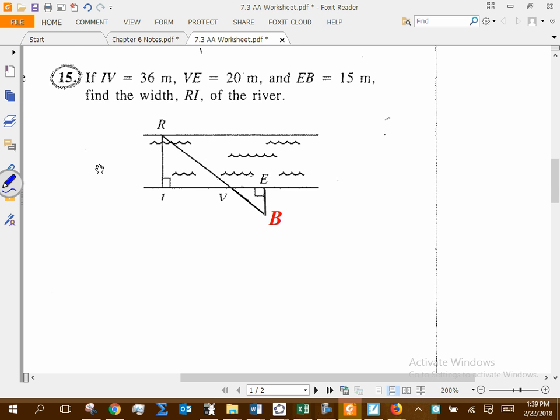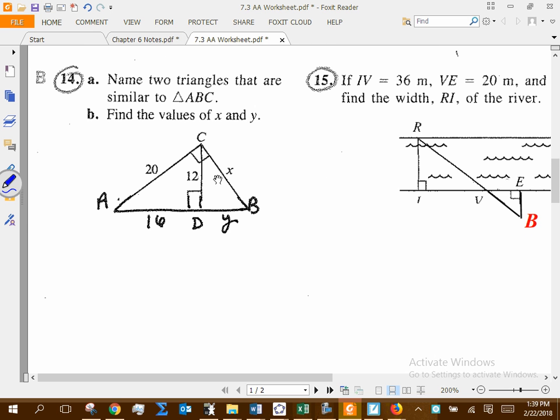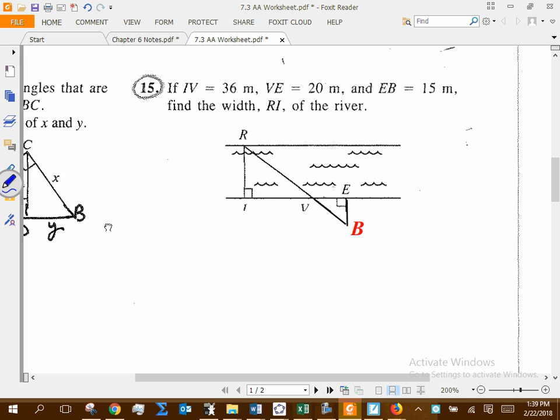Question 15. We did this question together yesterday, right? No. Yes. No, we did 14. We did 14. So let's do 15.